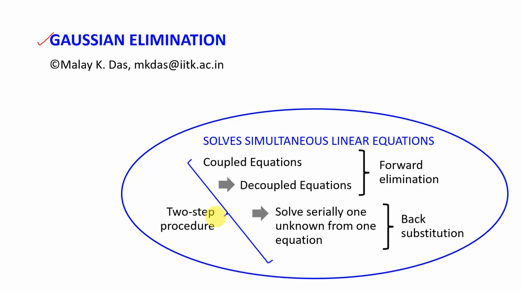Gaussian elimination, as you will see, is a 2-step procedure. Here, the goal is to decouple the coupled equations. And once we can decouple the coupled equations, we can solve serially one unknown from one equation. So this 2-step procedure consists of first the decoupling of equations, which we call forward elimination. Then comes the second step, where we solve one unknown after another serially, which we call back substitution. So let's see how it works.